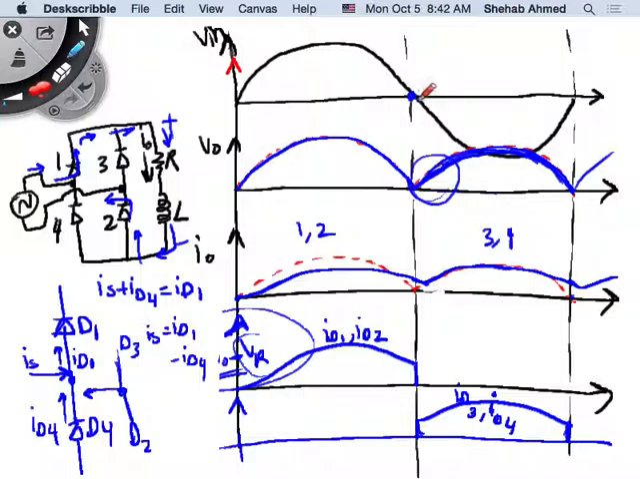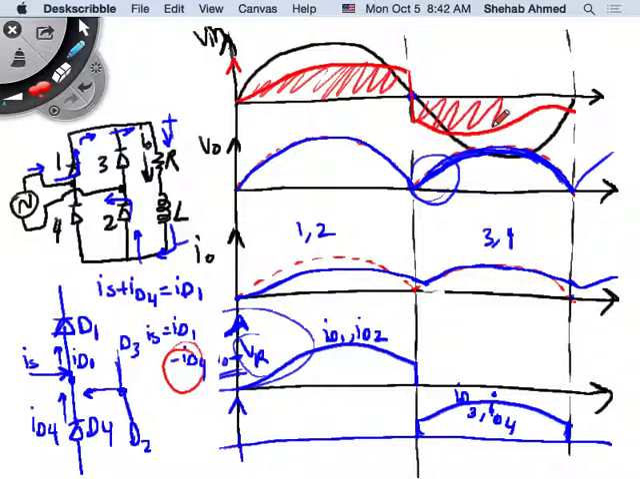In the first half cycle, it looks like what? Exactly. It looks like ID1 and ID2. And then in the negative half cycle, negative ID3 and ID4. Okay, negative. Right. So it's something like that. I supply.